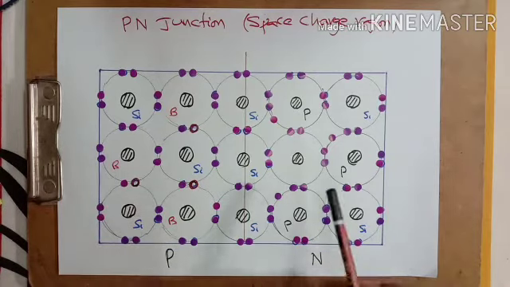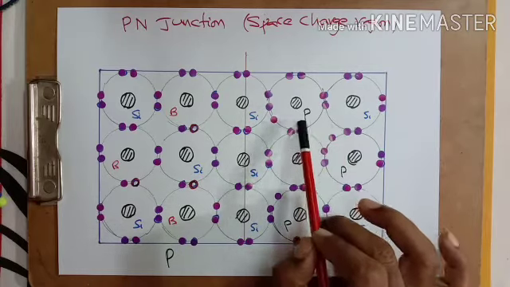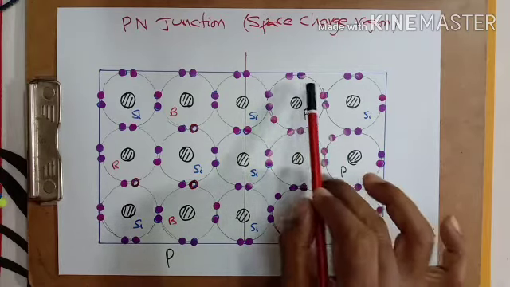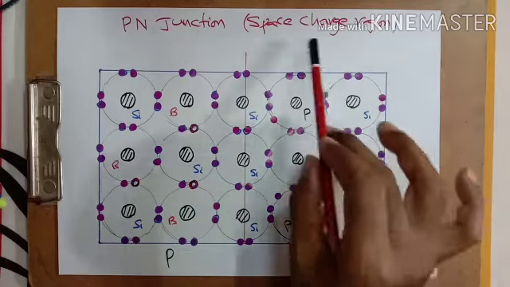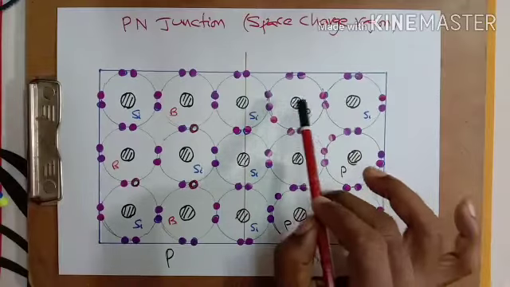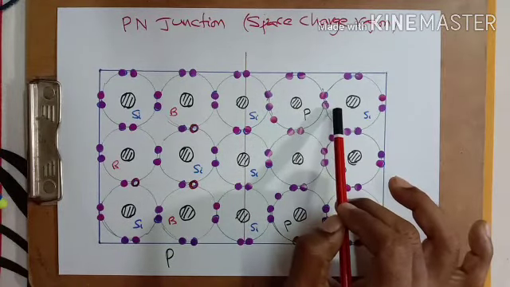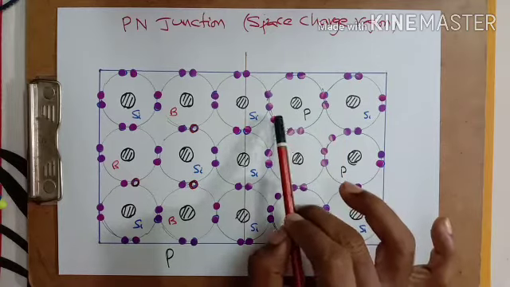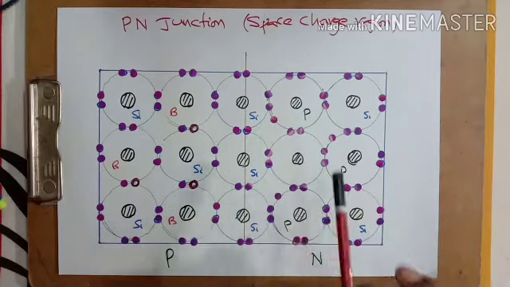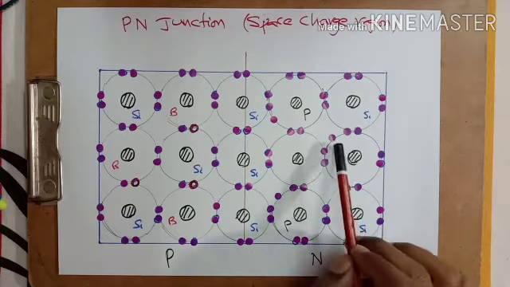So in the N side, we can see that they are pentavalent, meaning this phosphorus atom is having 5 valence electrons. So it is bonded with 4 adjacent silicon atoms. So 4 electrons are shared with the silicon atom valence electrons, and 1 extra electron is there. And similarly, this phosphorus atom is having 1 extra electron, and this also having 1 extra electron.